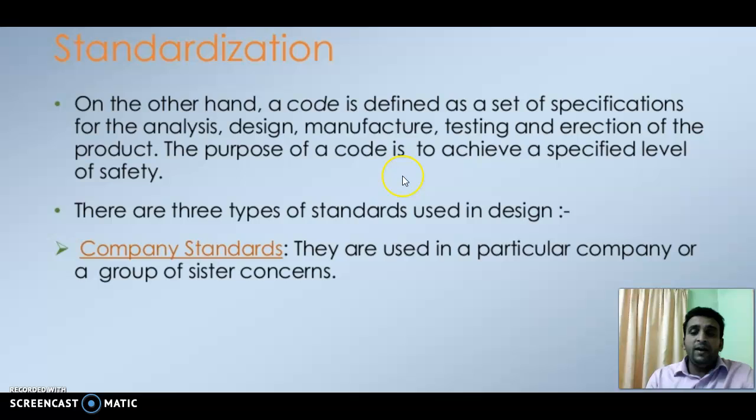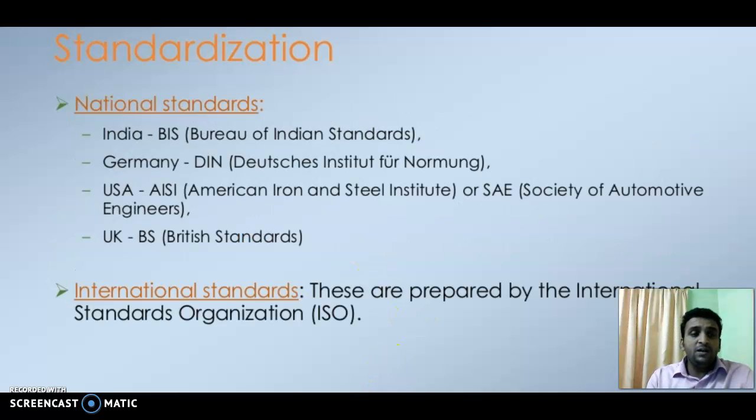And we have different kinds of standards. First one is a company standard. A company standard is used in that particular company itself. It is not used outside of that company. I can read this: they are used in a particular company or a group of sister companies, that is, subsidiary companies. Next one is national standards.